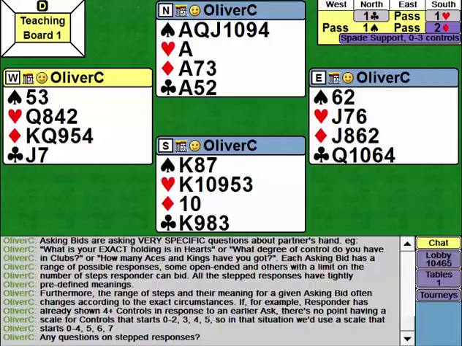And there are actually more step responses beyond that, which I won't go into now, for hands with very good spade support and four or more controls. But we'll come to those when we look at alpha. So there's an example of step responses. Any questions so far?